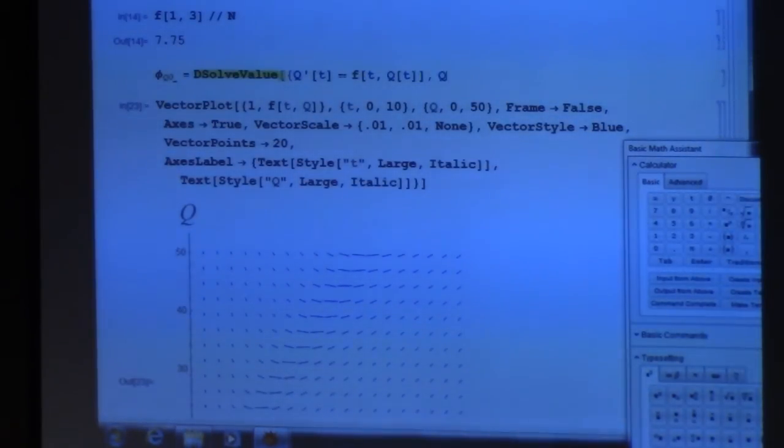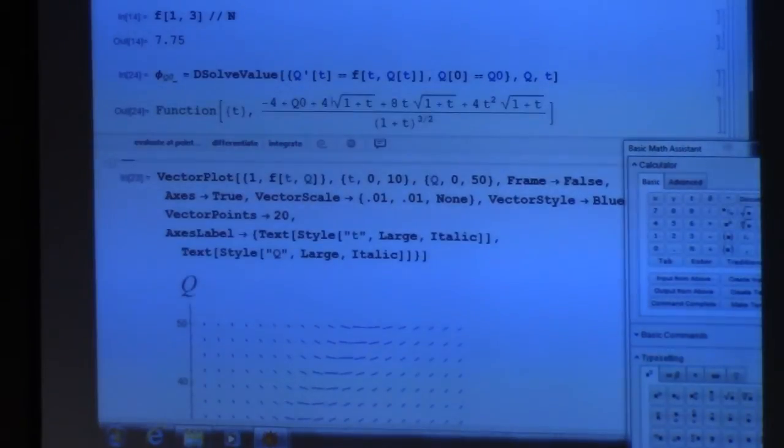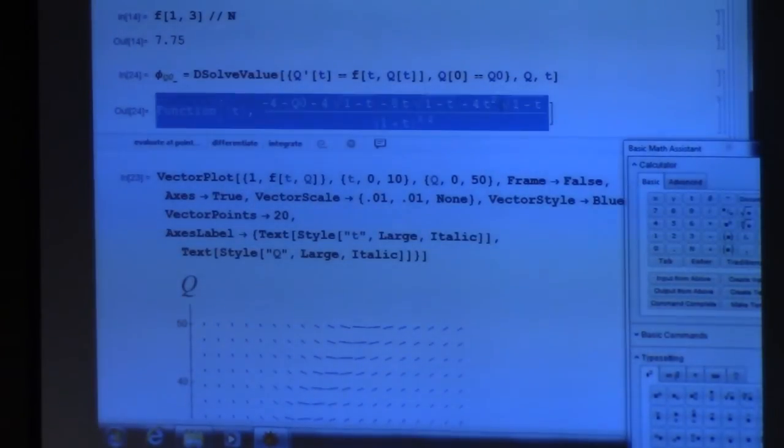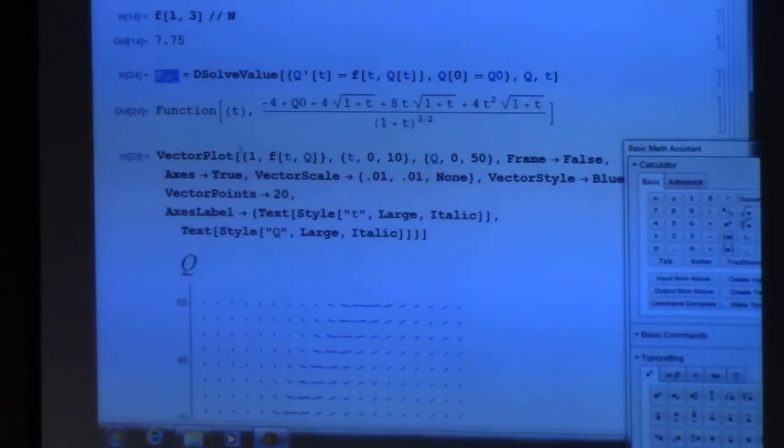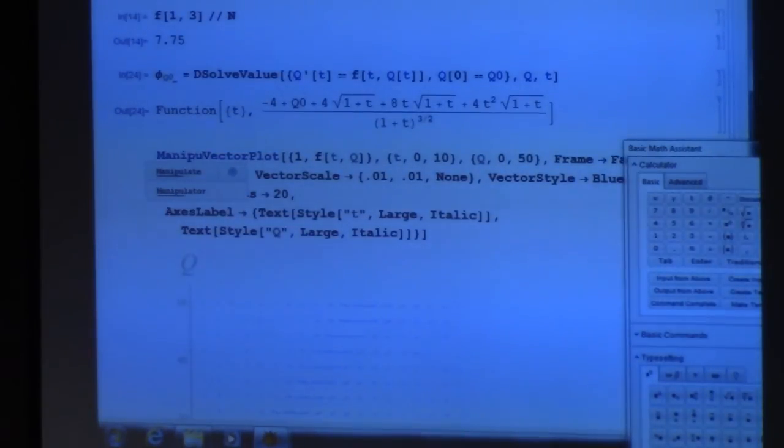I'm going to put an arbitrary initial condition here. And to make use of this as a pure function, I'm just going to call this q instead of q of t, and put a comma then t. This pure function is now stored in this symbol, and because I've allowed my initial condition to vary, I'm going to be able to make it Manipulate, where I change q0 and I see different solutions. So put this in Manipulate.